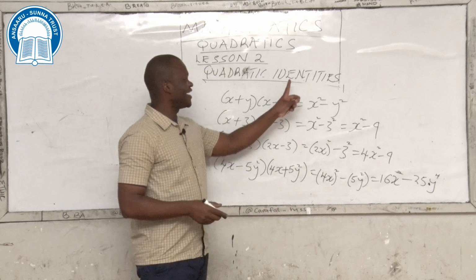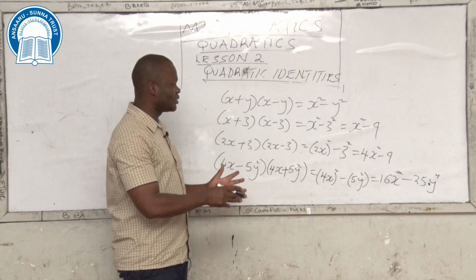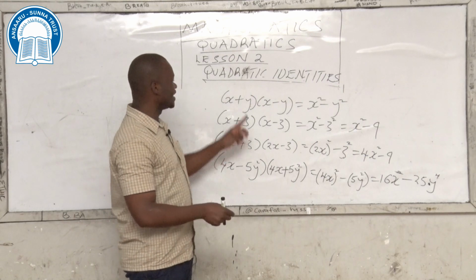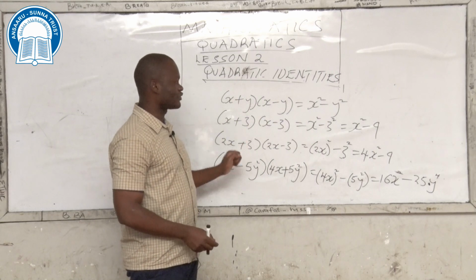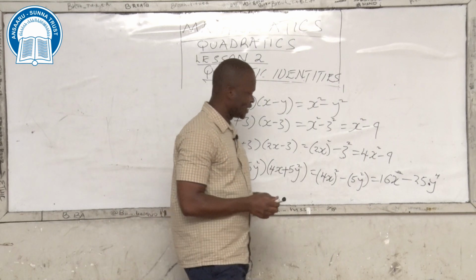So remember, identities are simply equations which will always be true, which will always be satisfied or will hold regardless of the values of the variables put there. So we are done. Let's pick from there next time.